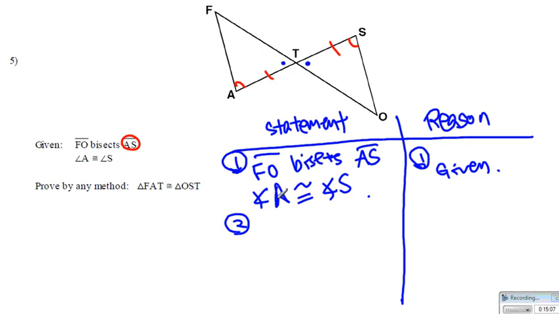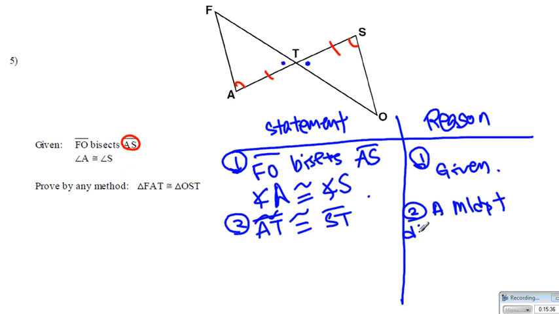We also talked about since FO is bisecting AS, we get to realize AT must be congruent to ST. It's because a midpoint divides a line segment into two equal parts.